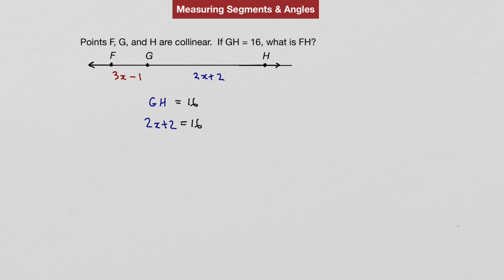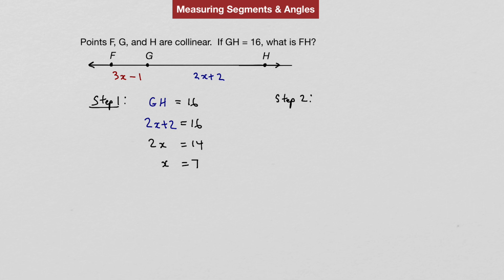We're going to subtract 2 from both sides, and we're going to get 2x is equal to 14. Then we're going to isolate this x by dividing both sides by 2, and we get x is equal to 7. Okay, so we're going to just label this step 1. And then step 2, we're going to do as follows.